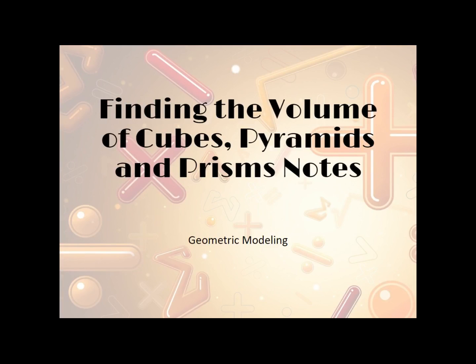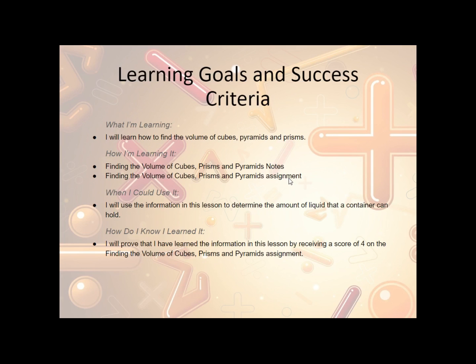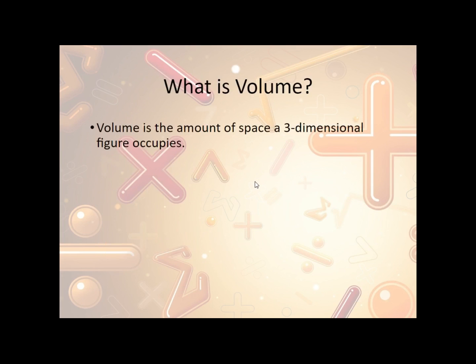Let's take a look now at the finding the volume of cubes, pyramids, and prisms notes. The notes begin with the learning goals and success criteria. So first of all, what is volume? Volume is the amount of space a three-dimensional figure occupies. So area was a flat object. Now a volume represents something that contains flat area and then is also raised up, so actually has height as well.